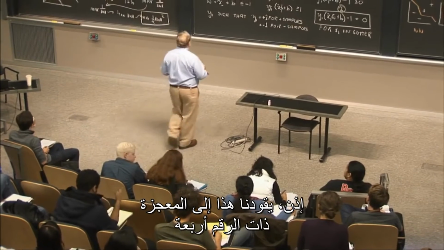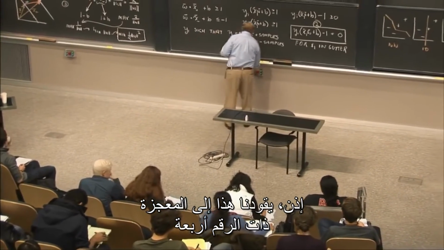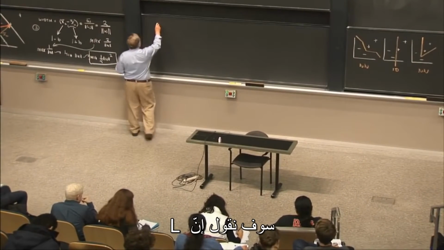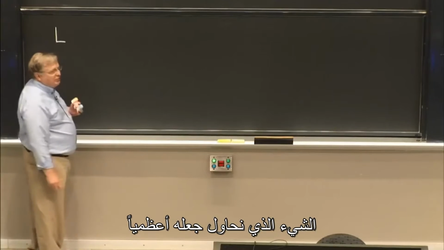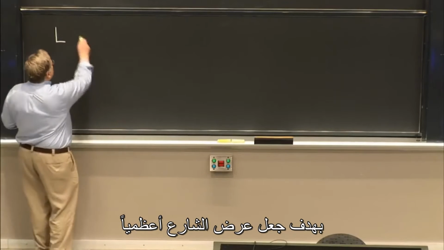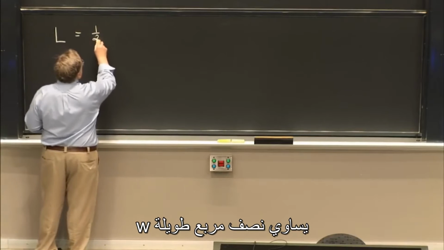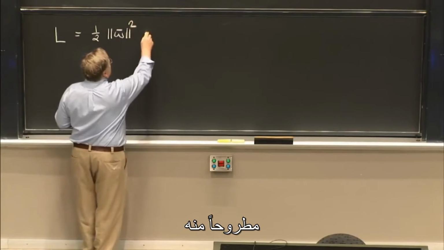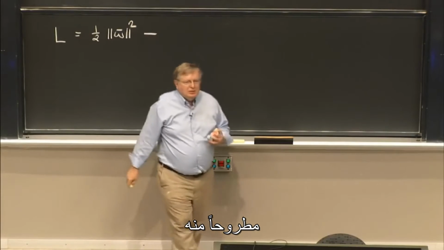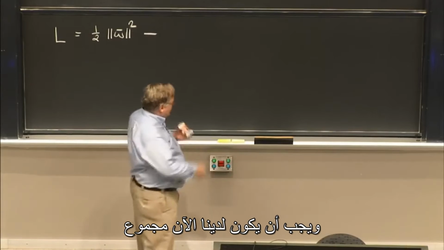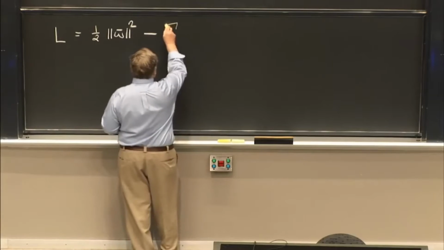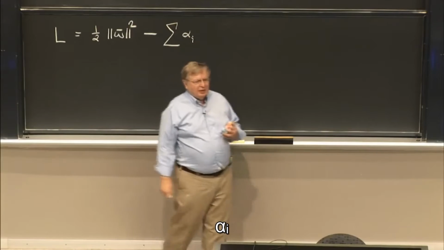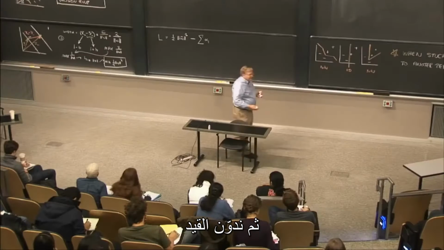So this brings us to miracle number 4, piece of the developmental piece number 4, and it sort of works like this. We're going to say that L, the thing we're going to try to maximize, in order to maximize the width of the street, is equal to 1/2 times the magnitude of that vector W squared minus, and now we got to have a summation over all the constraints. And each of those constraints is going to have a multiplier, alpha sub i. And then we write down the constraint.